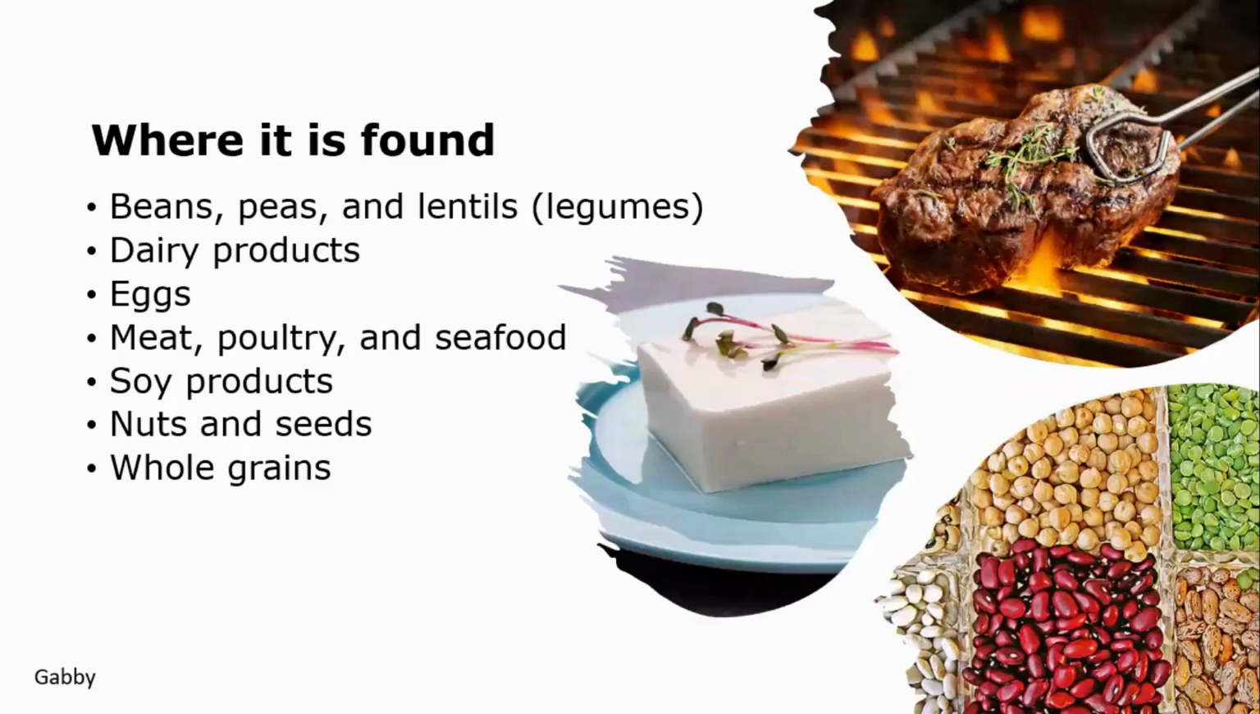So where can we find protein within our diet? Protein can be found in beans, peas, and lentils, otherwise known as legumes, dairy products, eggs, meat, poultry, seafood, soy products, nuts and seeds, and lastly, whole grains.